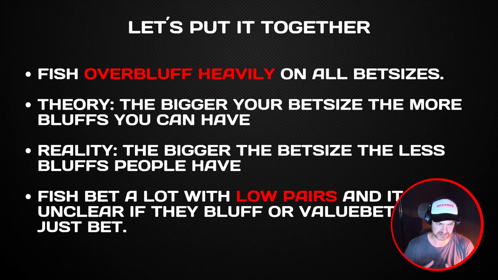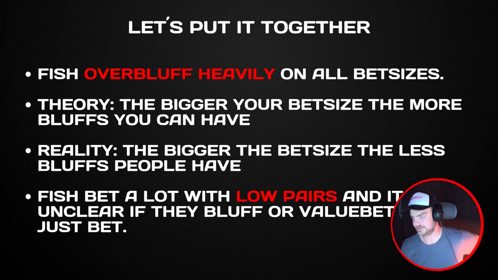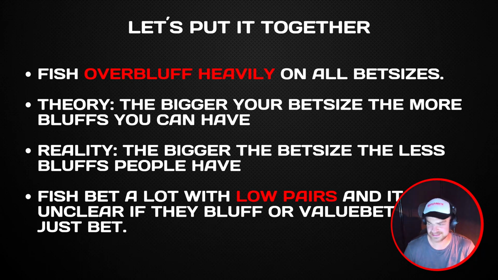One thing you need to keep in mind here is that fish actually bet a lot with low pairs. Doesn't make sense at all, but they do, right? And it's still unclear if these are bluffs or value bets. I think they just bet, right? So it's a kind of weird line that they're picking here, but this is how it is. And it also doesn't really matter what exactly they think in this situation. We just want to take advantage of it.